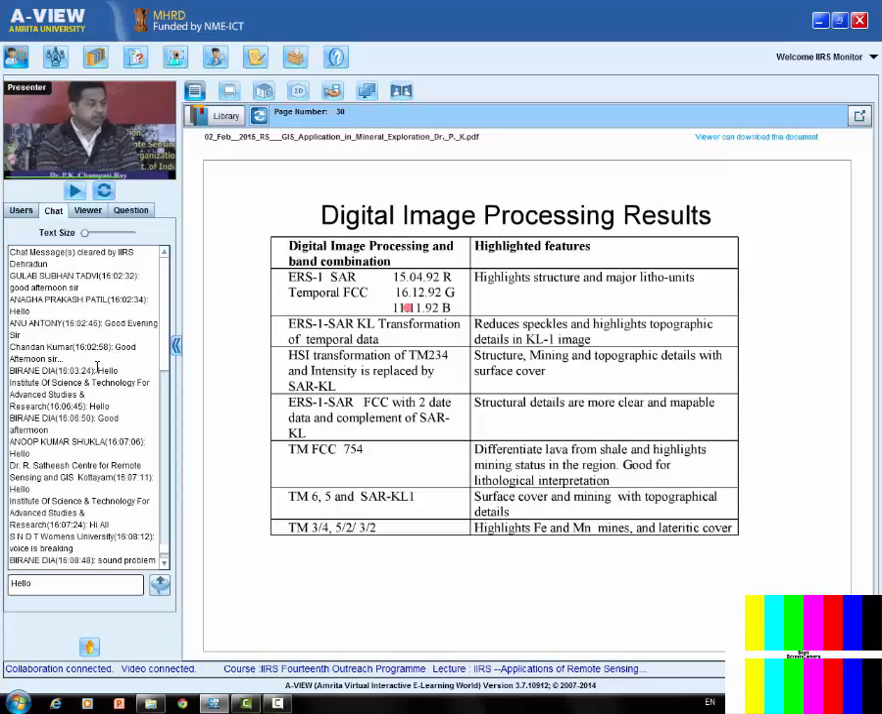And differentiate lava. TM754 also was produced. That differentiates lava from the shale and highlights mining areas in green. It's good for lithological interpretation. And TM65 and SAR, synthetic aperture radar, can map low surface cover and mining, and the ratio image 3/4, 5/2, 3/2 highlights Fe and Mn mines and the lateritic cover.